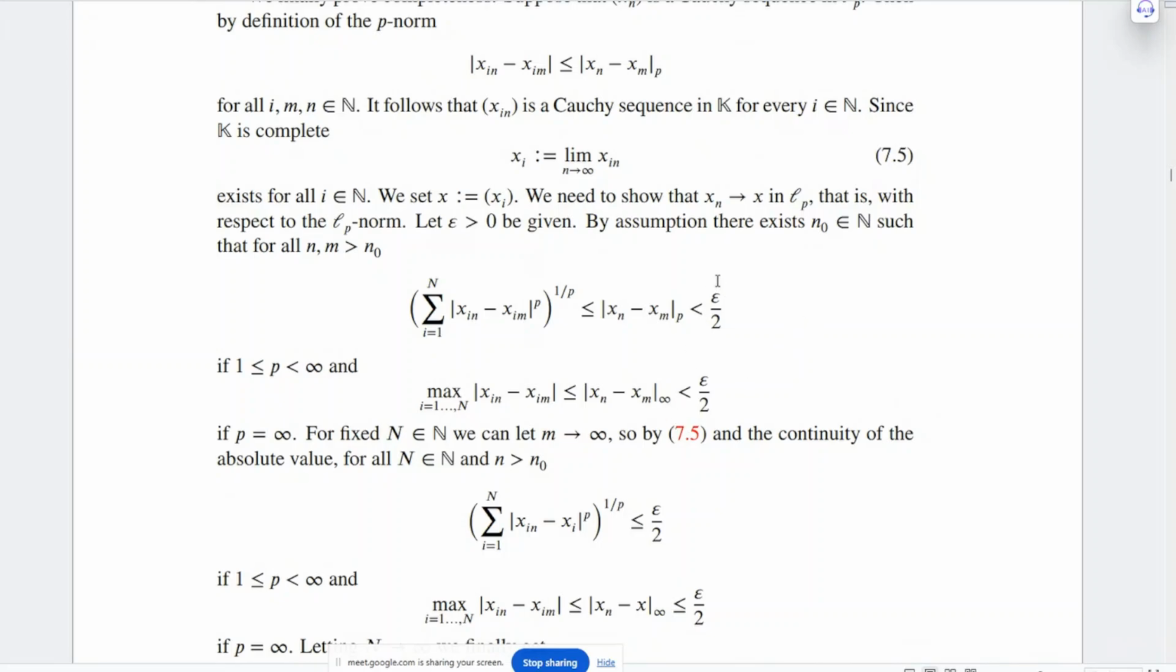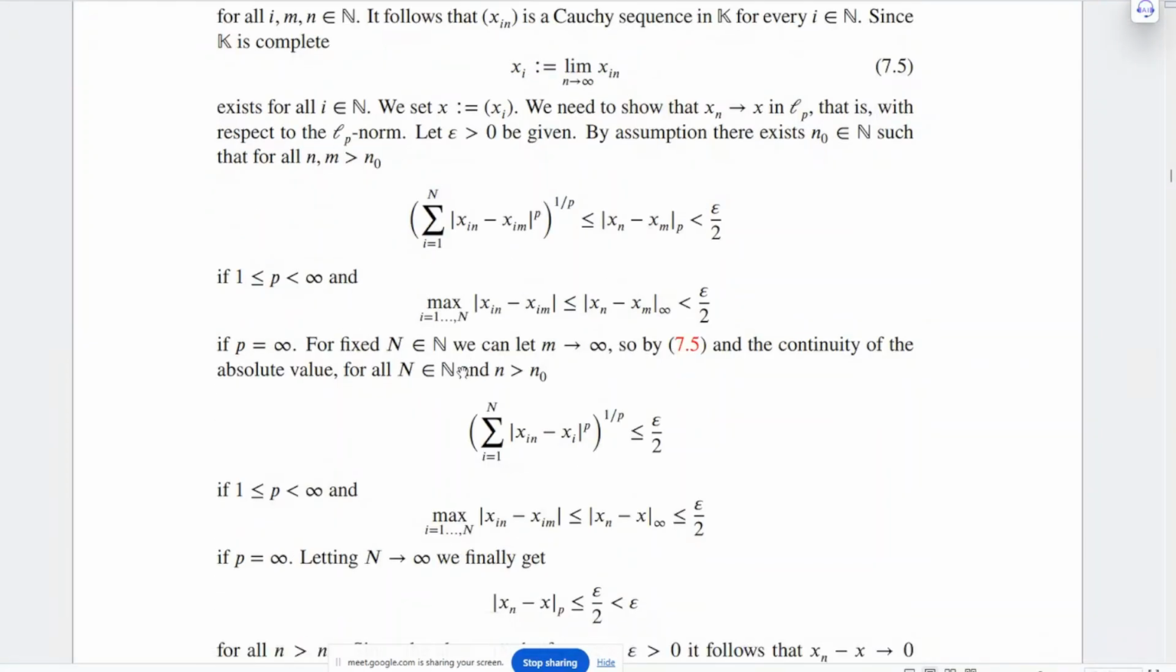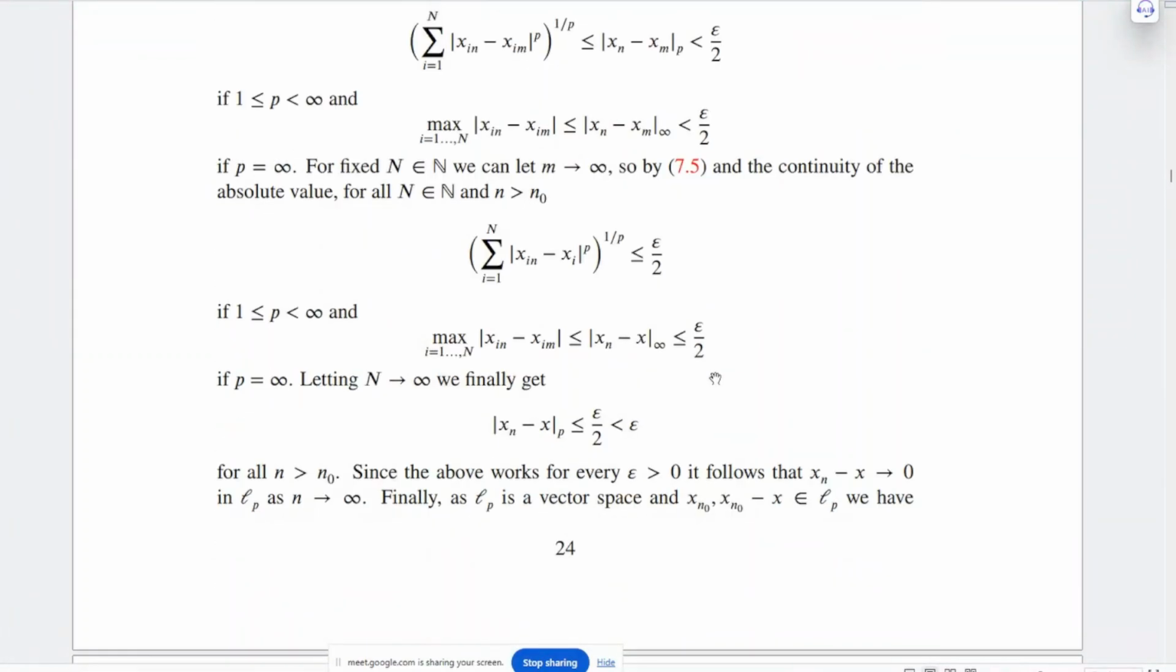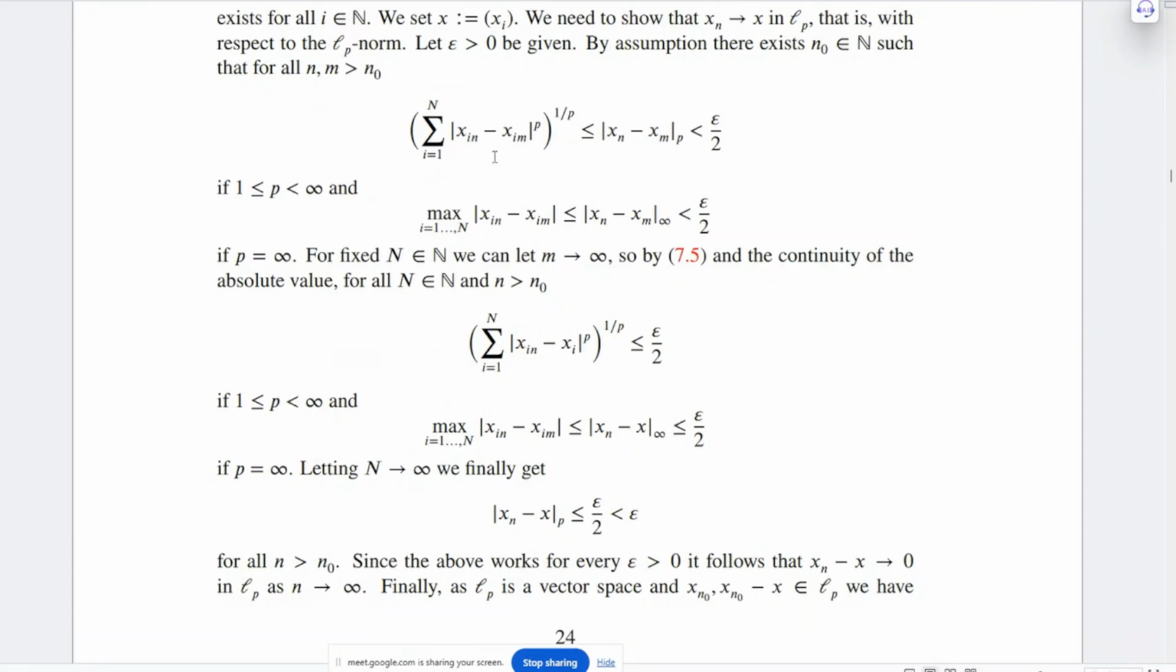So by assumption, there is an n naught such that the norm of xn minus xm is less than epsilon by 2 for n, m greater than n naught. This is because the sequence is Cauchy, and therefore the ith component is also less than epsilon by 2. That is true for 1 less than or equal to p less than infinity. For p equal to infinity, you will do a similar job. I will not do that. So for 1 less than or equal to p less than infinity, what you do is, in this, the summation i equal to 1 to infinity of the absolute value of xim raised to p.